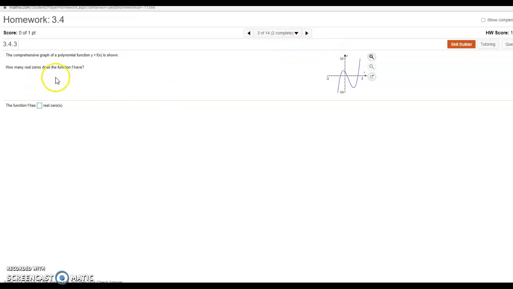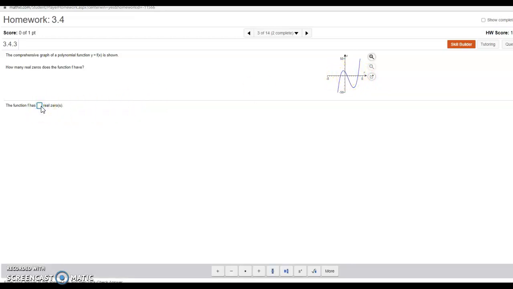Okay, now this is a conceptual question to see if we're on the same page about what a zero is. A real zero means that it's an x-intercept. The real zeros are the x-intercepts where it crosses the x-axis. We see it does that 1 time, 2 times, 3 times. There are 3 actual spots where we would call those x-intercepts, so we would say it has 3 real zeros.